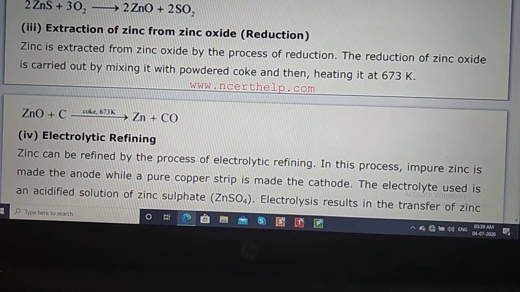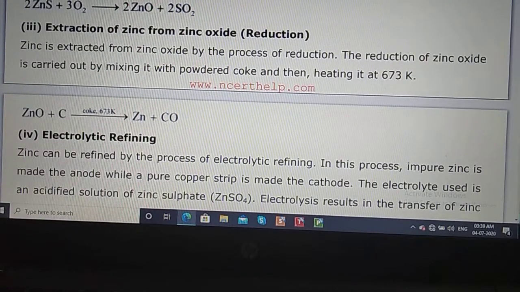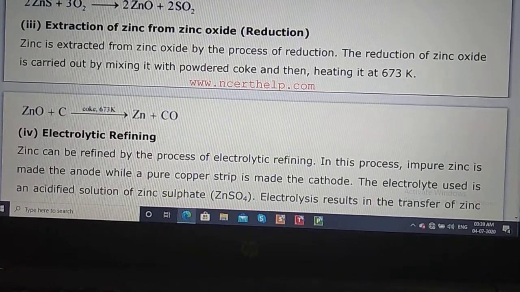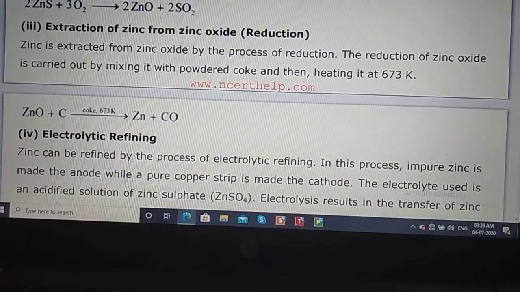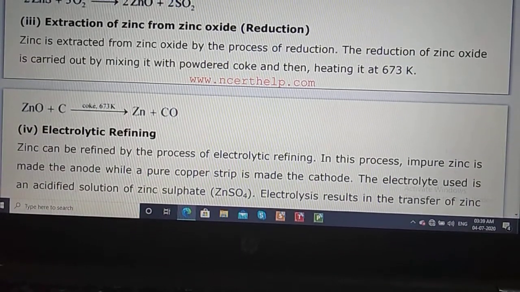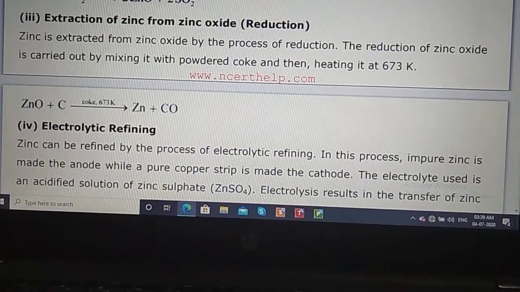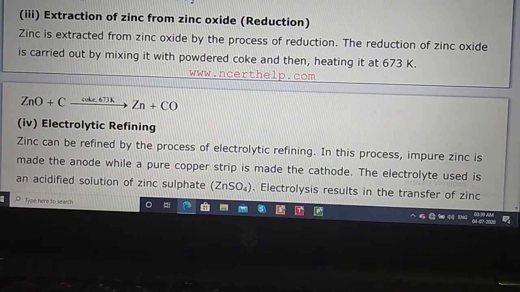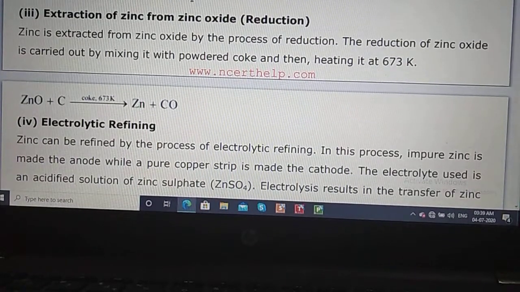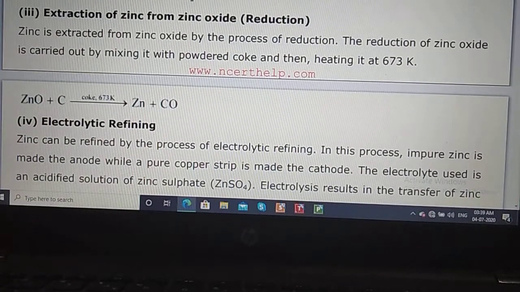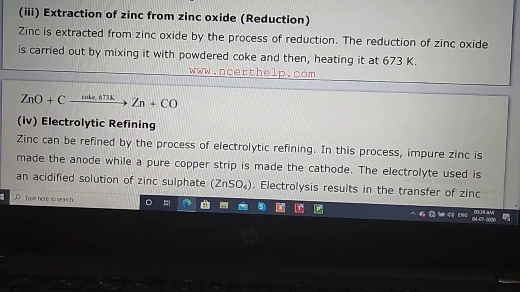The reduction of zinc oxide is carried out by mixing it with powdered coke and then heating it at 673 Kelvin. You can get this 673 Kelvin from the Ellingham diagram, students. You will find that at 673 Kelvin, that is the reduction potential of carbon. The free energy is around 600 kilojoule per mole, with a negative sign. So ZnO is reduced with the help of coke at 673 Kelvin temperature, giving zinc.